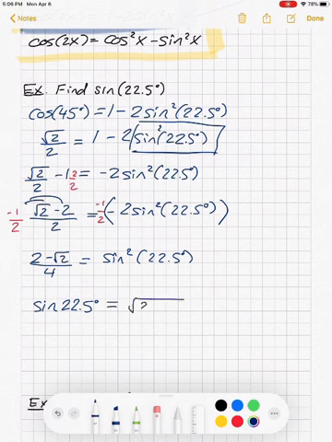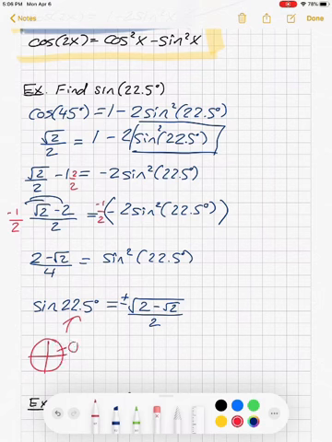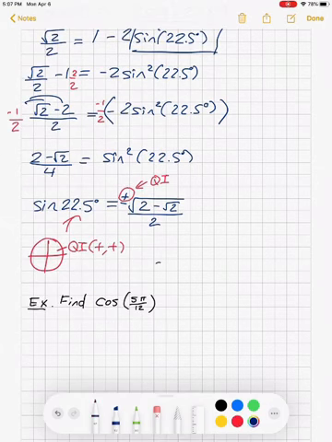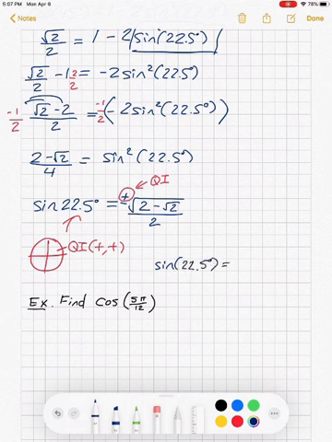Now in the numerator, I'm stuck because I have that difference underneath the radical. But in the bottom, square root of 4 is 2. Then I just have to decide, which quadrant is 22.5 degrees? It's in quadrant 1, right? So in quadrant 1, the cosine and the sine should both be positive. So that tells me which sign to choose here. So because I'm in quadrant 1, I know the sine of 22.5 degrees would be positive root of 2 minus root 2 over 2.